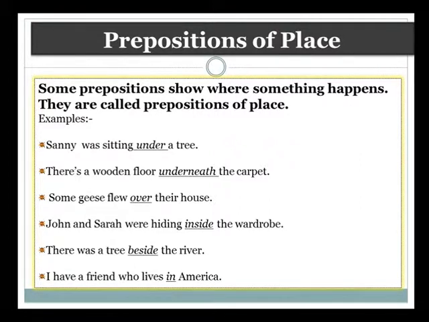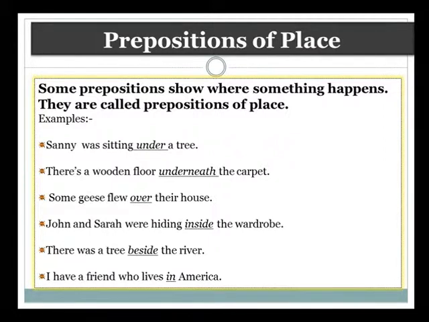Let us understand the same with the help of an example. There was a tree beside the river. That means the tree was close to the river. The tree was standing very close to the river. So, beside is indicating proximity here or indicating closeness. On the other hand, besides means in addition to. It means apart from. For an example, besides CAT, he's taking XAT also this year. So, besides here would imply in addition to or apart from.